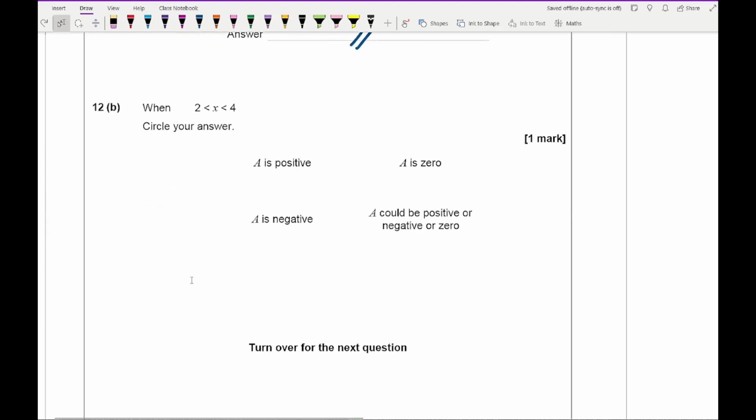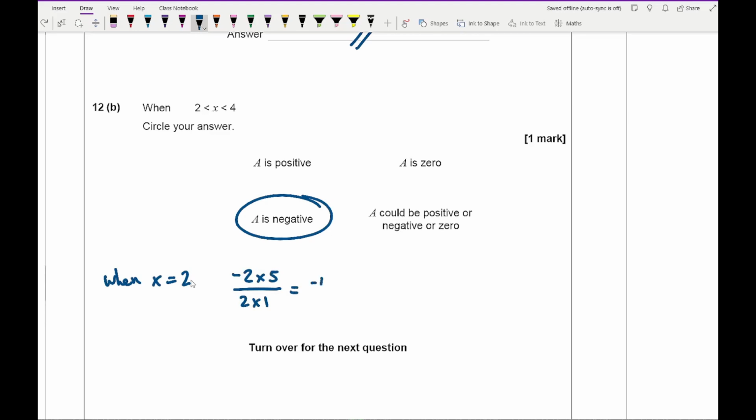Then for 12b, it says when x is between 2 and 4, exclusive of those numbers, circle your answer. So for this, we need to circle that a is going to be negative, and the reason for that is when x is 2, which is the smallest value it could be, if I substitute 2 in, obviously it's going to be 2.000001. So here we end up with -2 times 5 over 2 times 1, which is -10 over 2, which is -5.